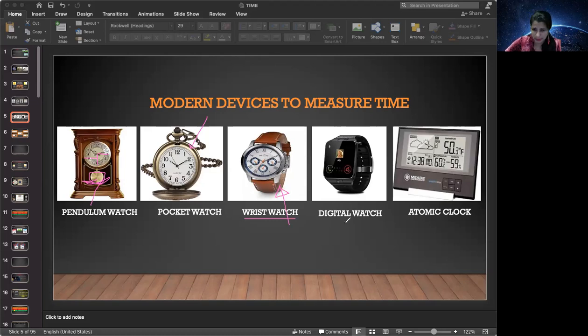And probably you guys are more on the digital age, so you would be familiar with the digital watch. Now, the digital watch today, you can even receive calls on it. So this is another modern one, the atomic clock.